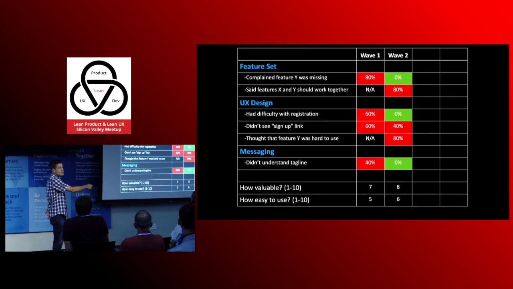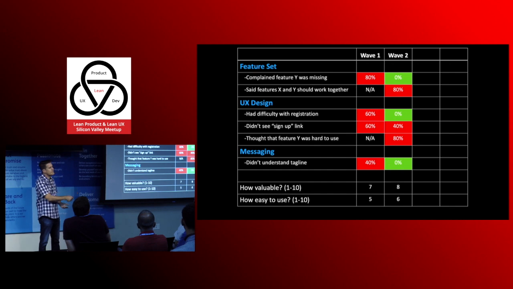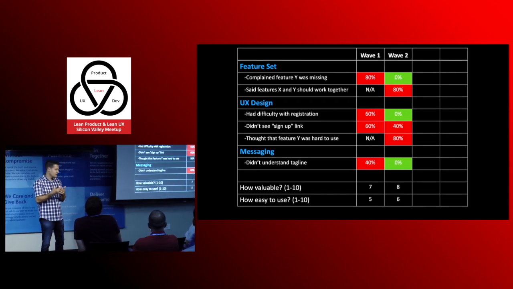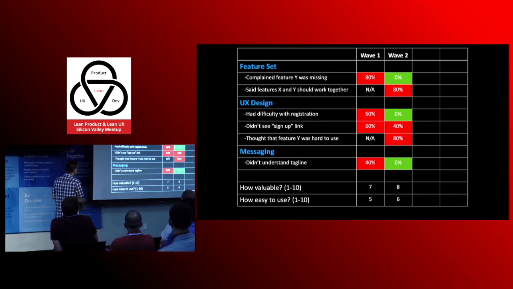Before, 80% of people said that it was missing. Well, we added it, and this time, 0% of people said it. So mission accomplished. We fully eliminated that complaint, as near as we can tell. Now, however, we have a new complaint, which is, that's great that you added feature Y, and they didn't know that feature Y wasn't there. That's the funny thing. But they see feature X, they see feature Y, and like 80% of them said, hey, these two really need to work together. It's cool that you have these features, but there's this key thing that they need to do together. All right, so we got a new learning here.